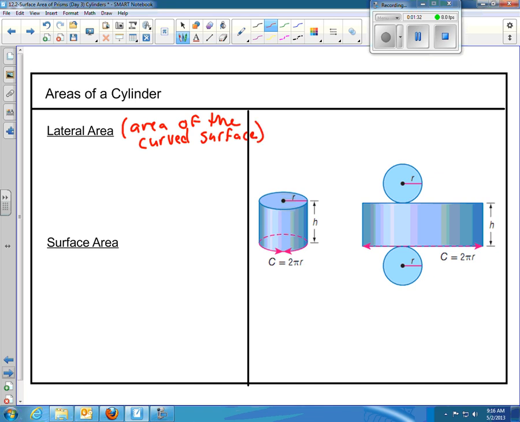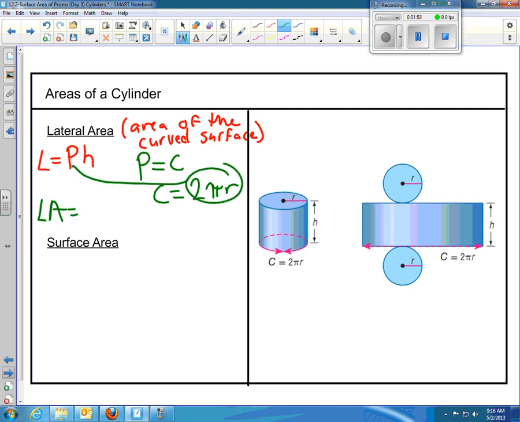Remember that for our prisms, lateral area was perimeter times height. Same idea here for a cylinder, but in a cylinder, our perimeter is actually the circumference. And remember the formula for circumference is either 2 pi r or diameter times pi. We're going to use 2 pi r. So that means our lateral area, substituting that in for perimeter, is 2 times pi times r times the height.